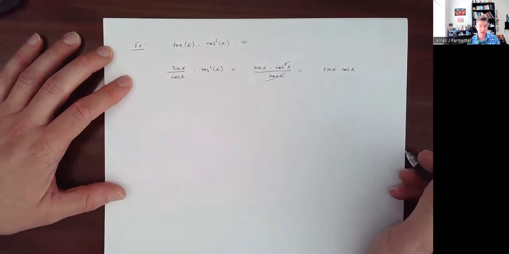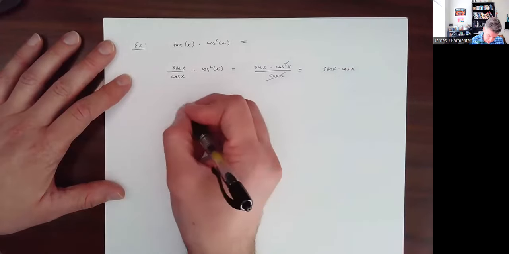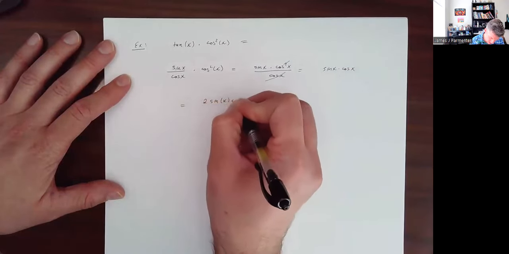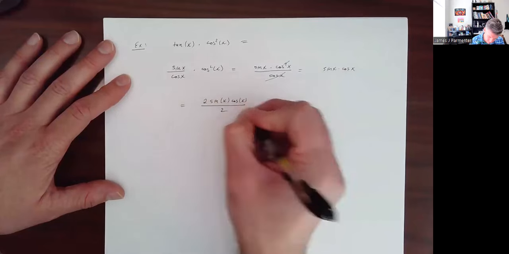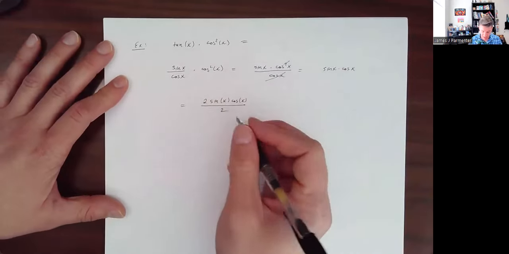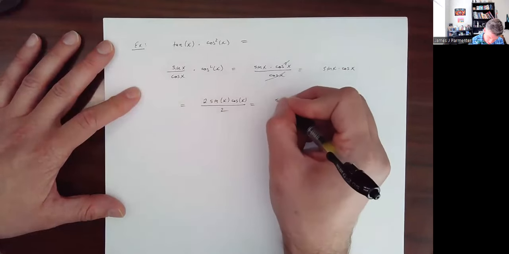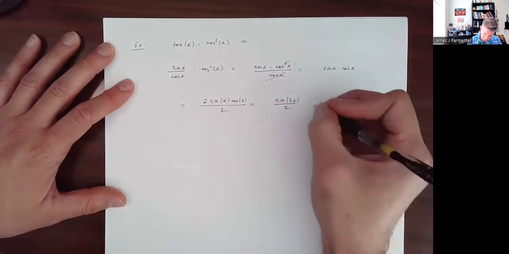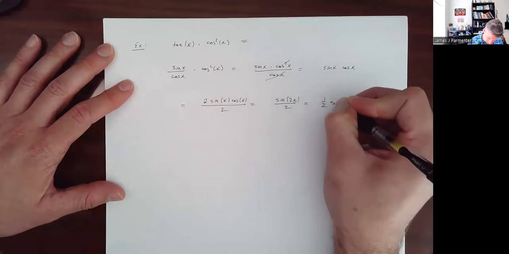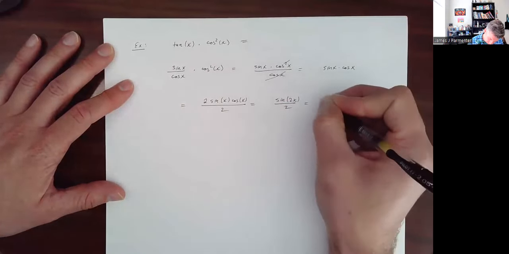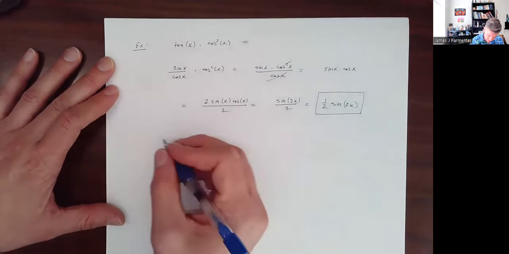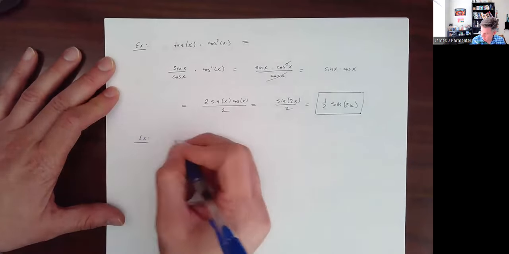And here's what you can do. You can multiply and divide by 2. So this is equal to 2 sine of x times cosine of x divided by 2. But then 2 sine of x times cosine of x is equal to sine of 2x, divided by 2. Or as I would probably write this, 1/2 times sine of 2x. One more of these, and then we will do something slightly different. Let's look at this last example I've got here.